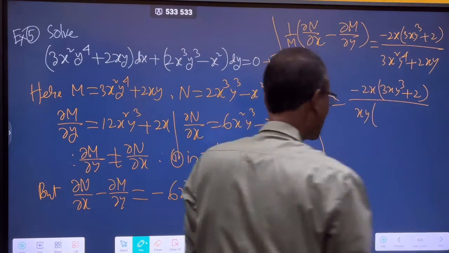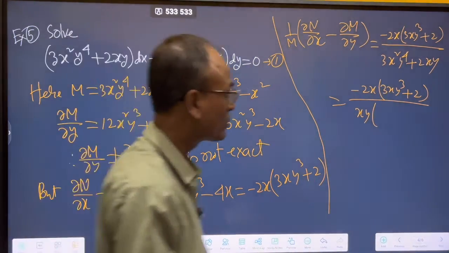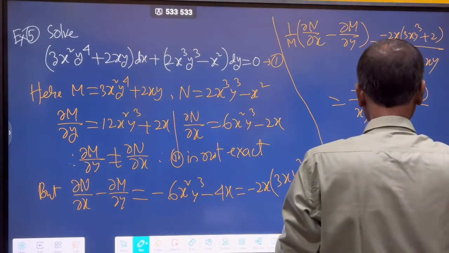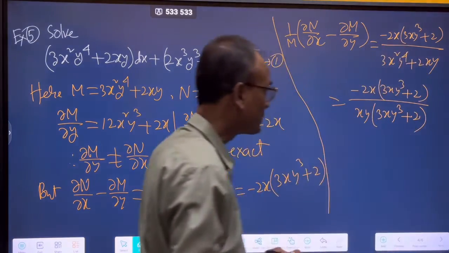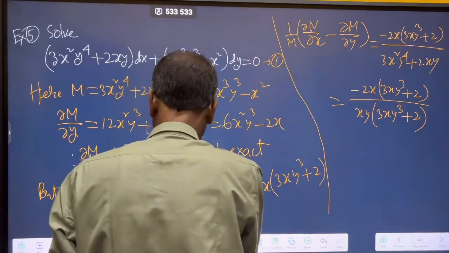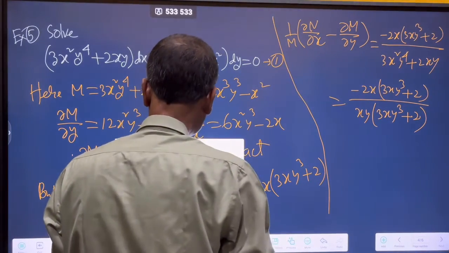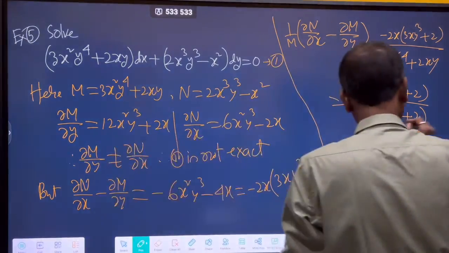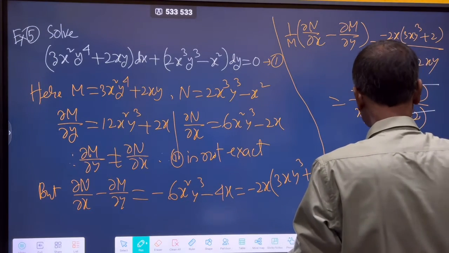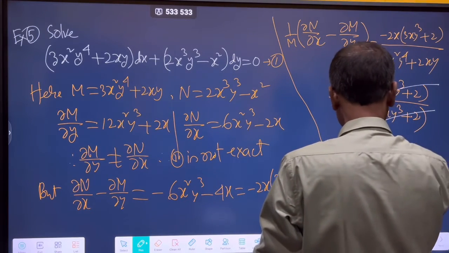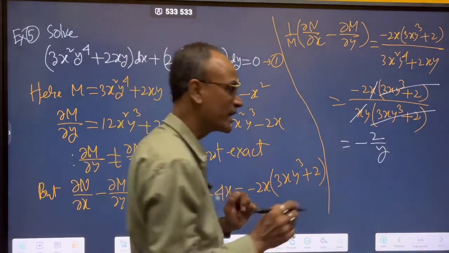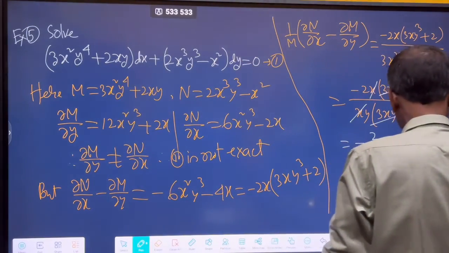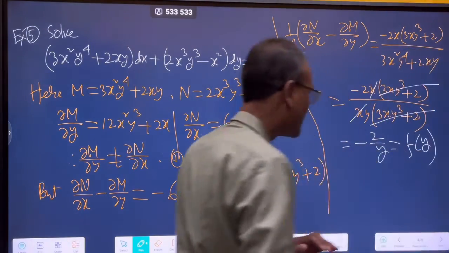If you take xy common in the denominator, you will get thrice x y cube plus 2, the same as the numerator. These two terms will be cancelled, x will be cancelled. This is equal to minus 2 by y, which is a function of y.